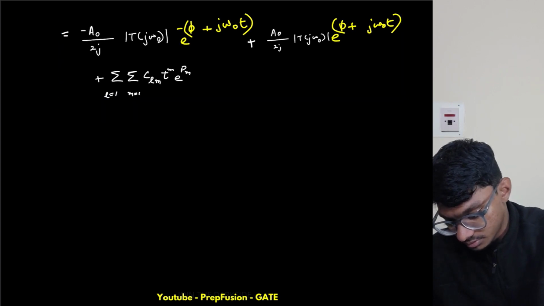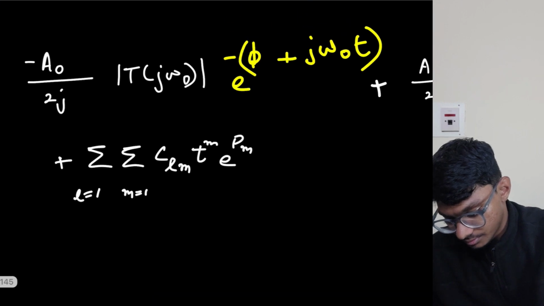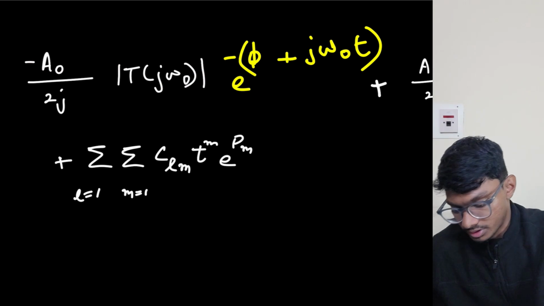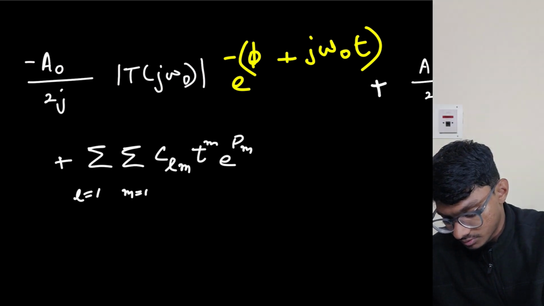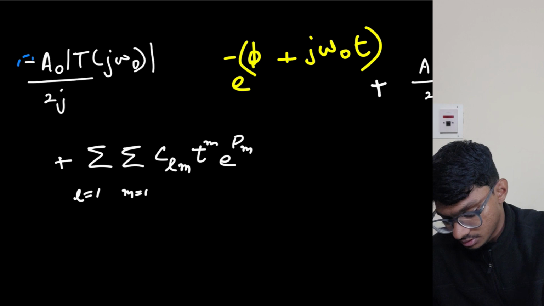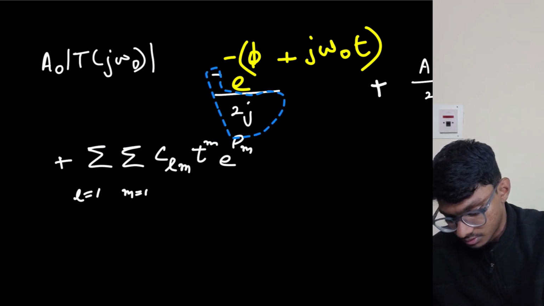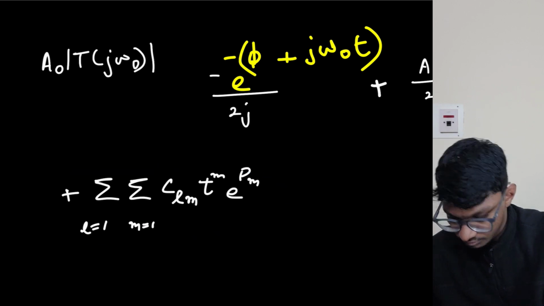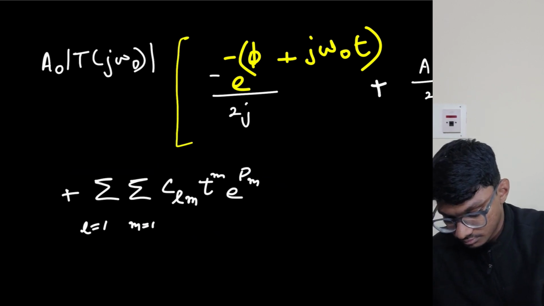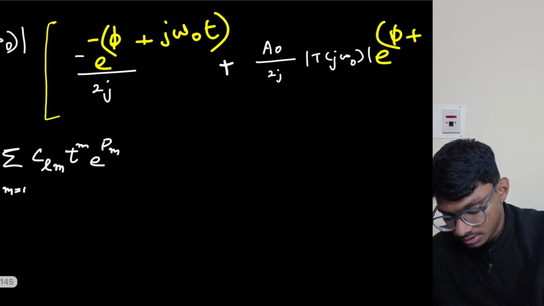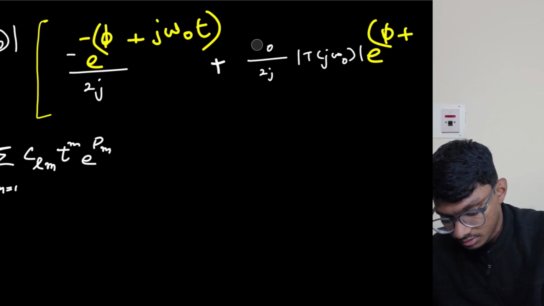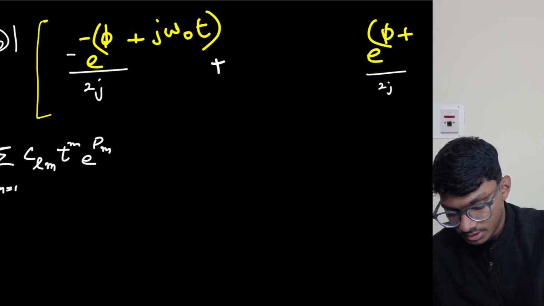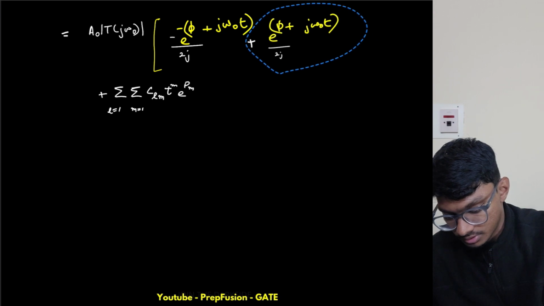Reduce the size of this one. Now I will take this one as common, e naught into t of j omega common. If I take this one common, then I will take this one here, and this one I will keep down in the bottom. This is minus, and this I will delete, since I have already taken e naught into t of j omega as common.